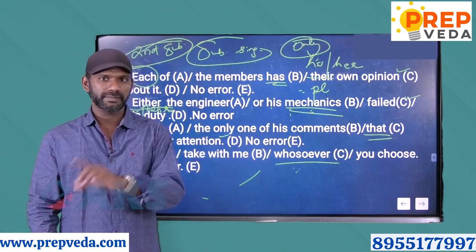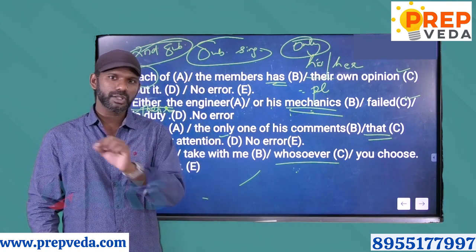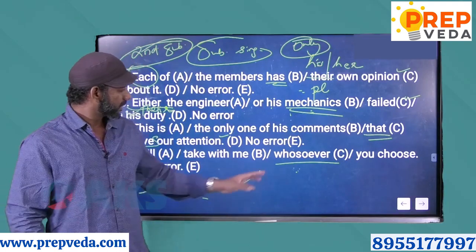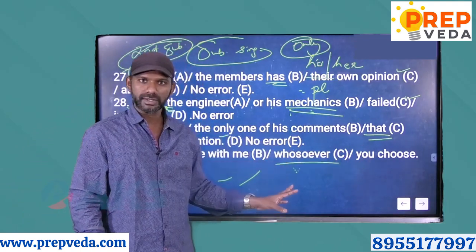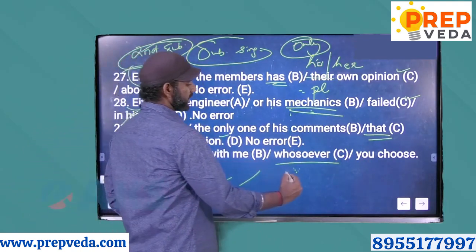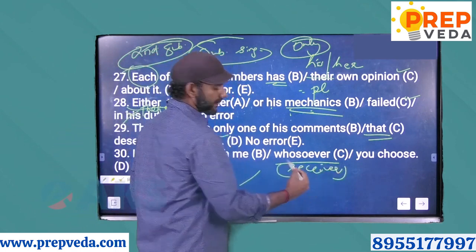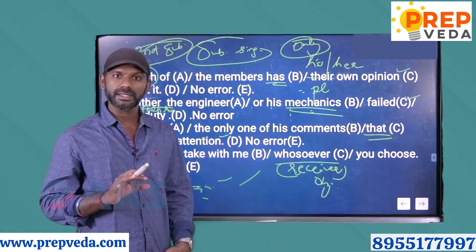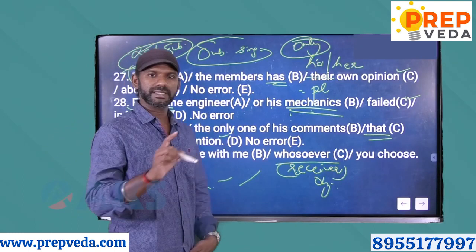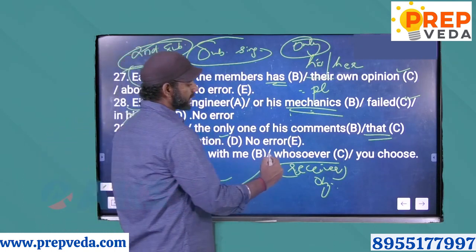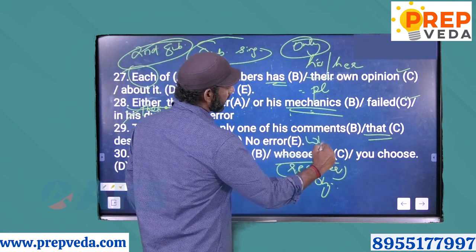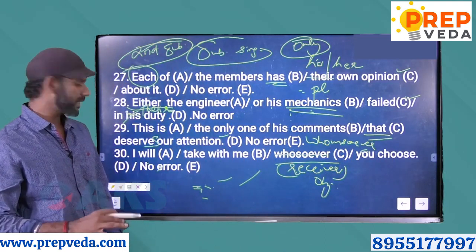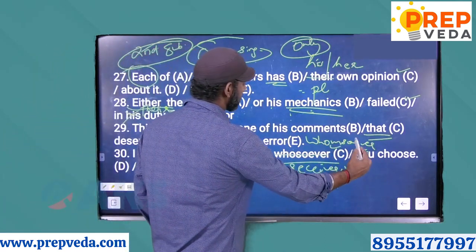You are choosing a person. It means you are doing the action. You are choosing a person means that person is receiving the action because you are choosing him. So this blank stands for the person that is going to receive the action. The receiver. Receiver means object. Object means we cannot use who, it must be whom. The rule we discussed regarding the usage of who and whom. So in this case, it cannot be whosoever, it must be whomsoever. I will take with me whomsoever you choose. Therefore this statement is in part C.